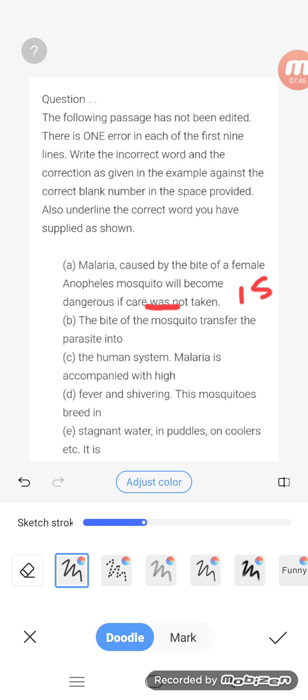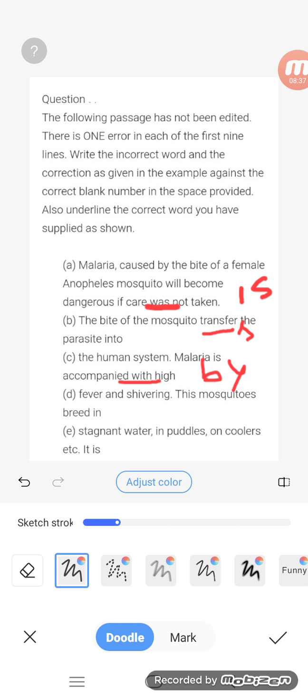Now after that, B number, the bite of the mosquito transfer the parasite. So here one mistake might be, you can see transfer changes into transfers, transfer added with s, transfers the bite of the mosquito. That means the sense is third person singular number, that's why the verb will be added with s. The human system, parasites into the human system, malaria is accompanied with. So can you see this question? Here is another wrong, that is "with" is wrong, and here "by". Accompanied by high fever and shivering.